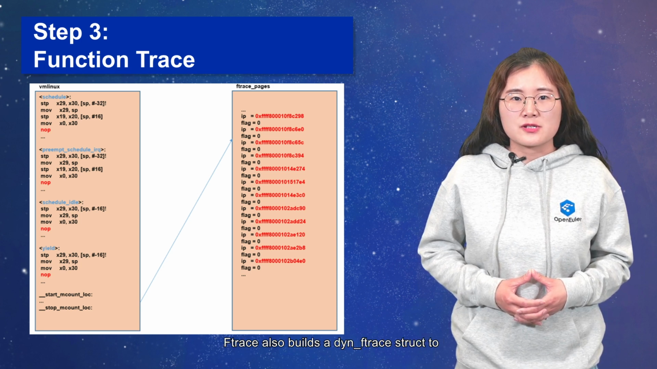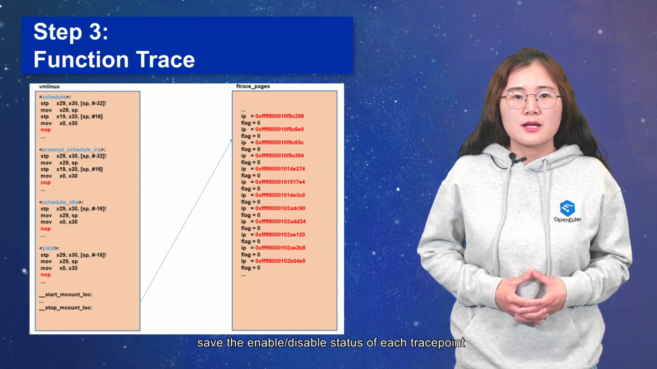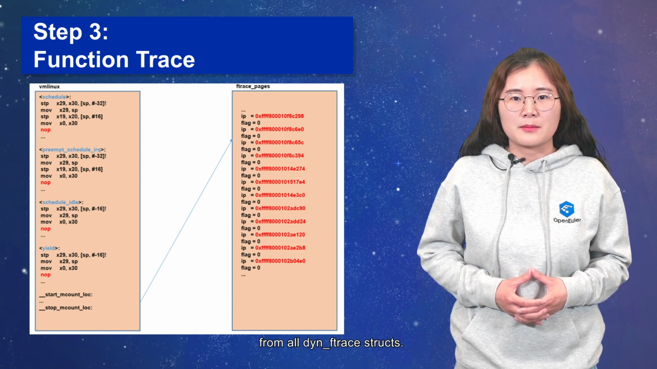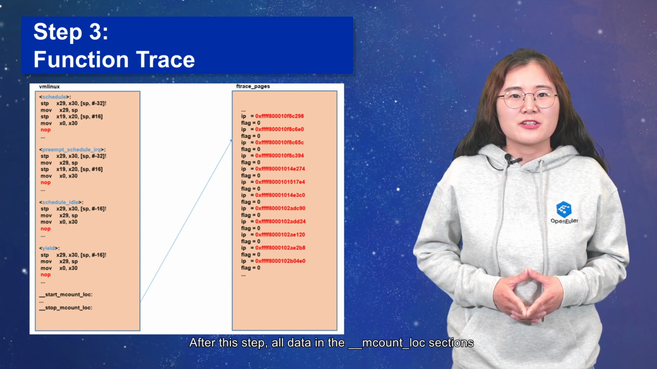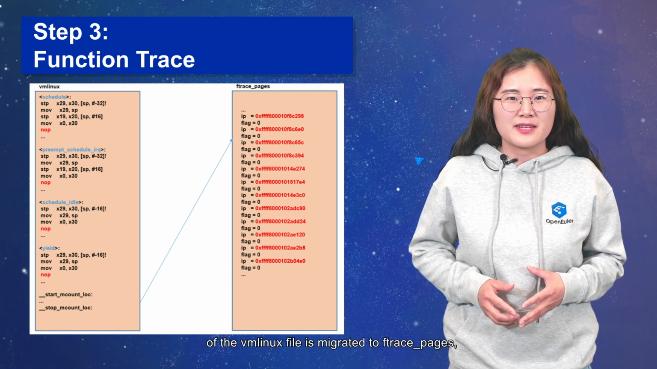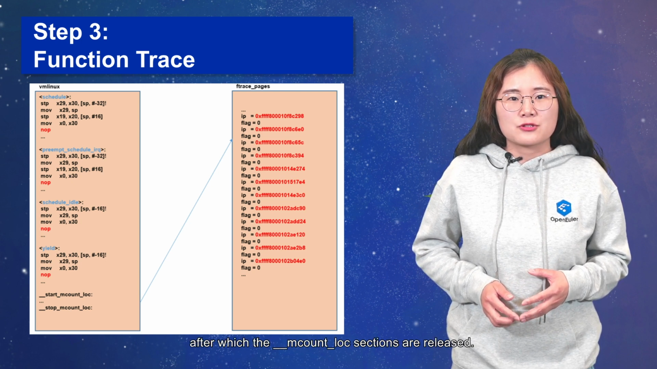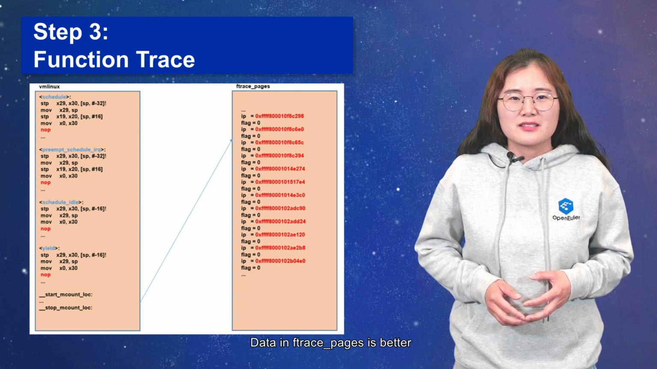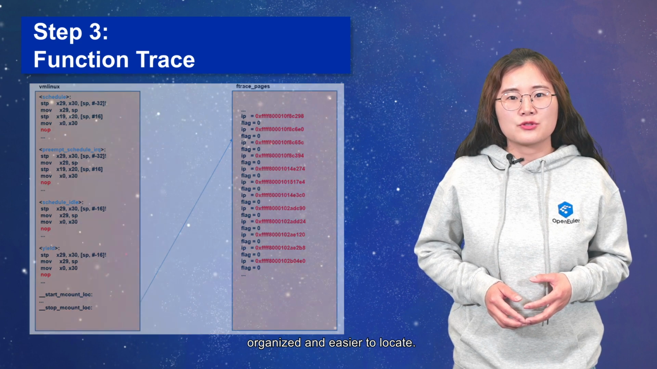Ftrace also builds a dynamic ftrace struct to save the enable or disable status of each trace point, and uses ftrace pages to save the data from all dynamic ftrace structs. After this step, all data in the mcount location sections of the vmlinux file is migrated to the ftrace pages, after which the mcount location sections are released. Data in ftrace pages is better organized and easier to locate.